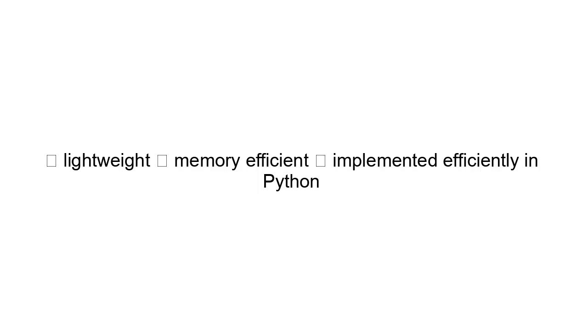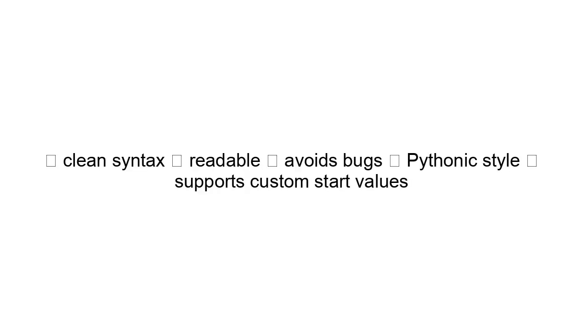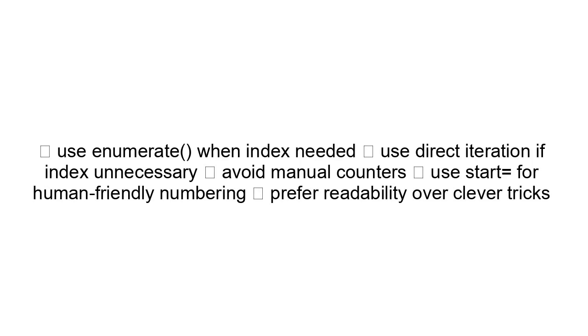Performance considerations. Enumerate is lightweight, memory efficient, implemented efficiently in Python, and usually preferred over manual indexing. Advantages of enumerate: clean syntax, readable, avoids bugs, Pythonic style, supports custom start values. Best practices: use enumerate when the index is needed. Use direct iteration if the index is unnecessary. Avoid manual counters. Use start equals for human-friendly numbering. Prefer readability over clever tricks.